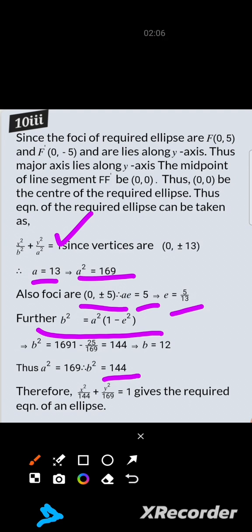Therefore we need to substitute the values of a square and b square in this equation, and we get the required equation: x square by 144 plus y square by 169 is equal to 1. That is the answer.